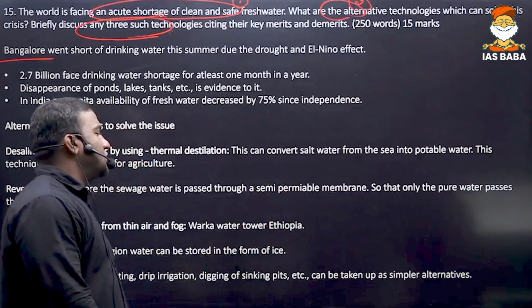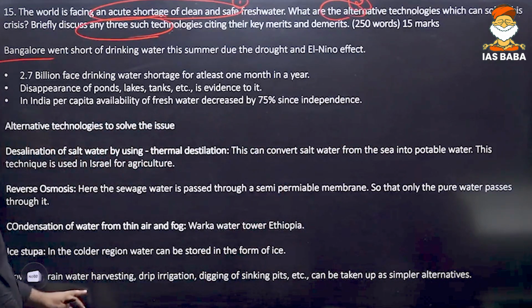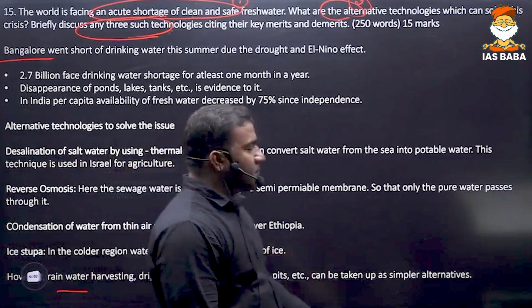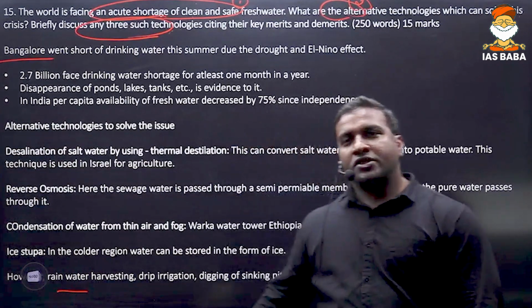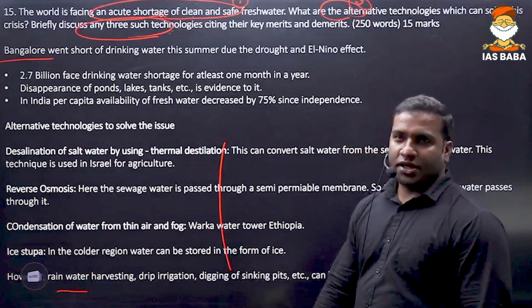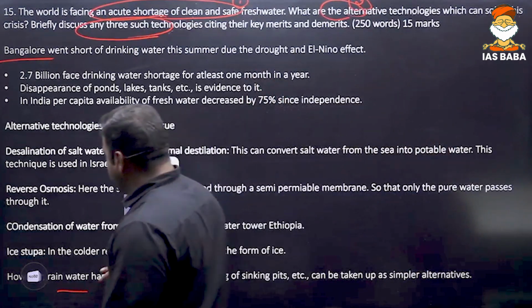So good decision. Yes. Then rainwater harvesting, drip irrigation, digging of sinking pits, etc. can also be alternatives. So these are the big ticket alternatives, and these are the small ticket alternatives. Yes, likewise. Give the best.